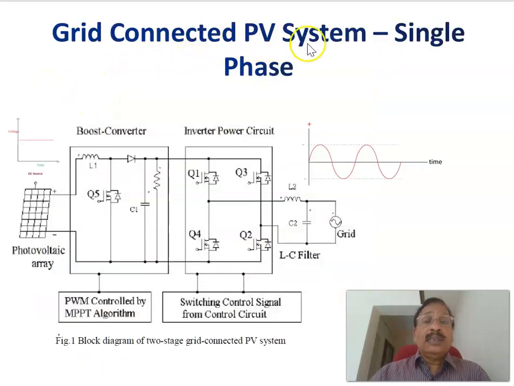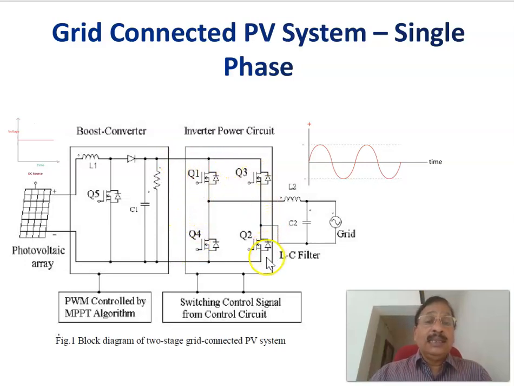Now, this is also a grid connected PV system, but this is only for a single phase. I'm explaining only for a single phase. In that case, as we have seen, this is a solar panel, and there is a boost converter. By controlling the duty ratio of the switch of this boost converter, maximum power point tracking can be done, so that it can extract the maximum power from the solar panel. That power is used to charge the battery that is there.